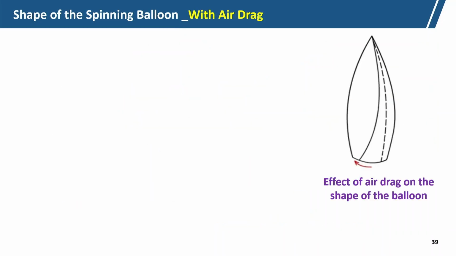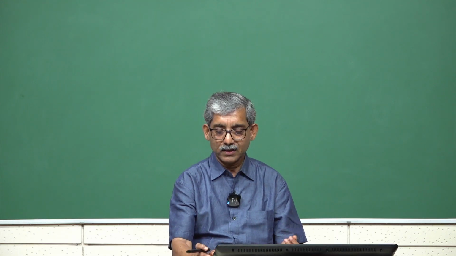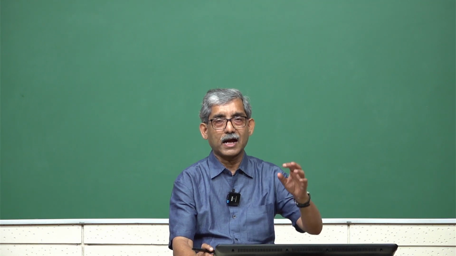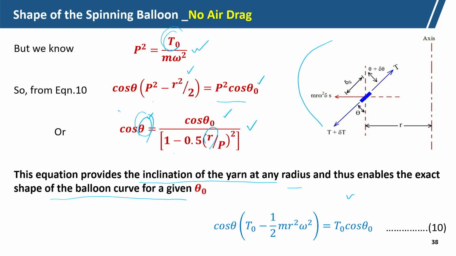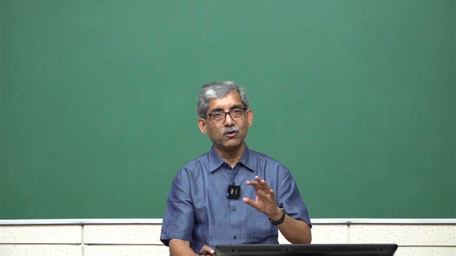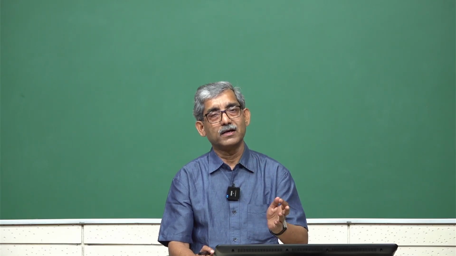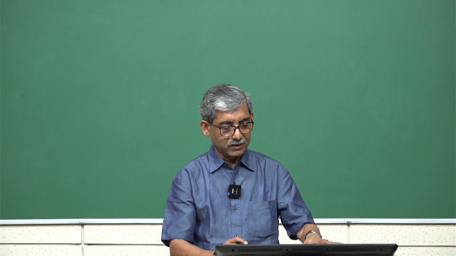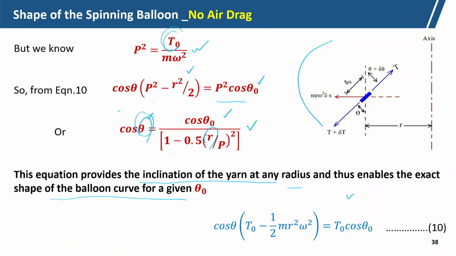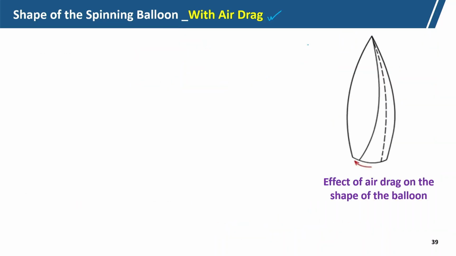Now, with air drag, so without air drag is the ideal one. So, from there we know the actual shape of this. Now, here if we add this air drag, there will be only deviation due to the air drag, but the basic concept here we can calculate, we can predict the shape of the balloon.